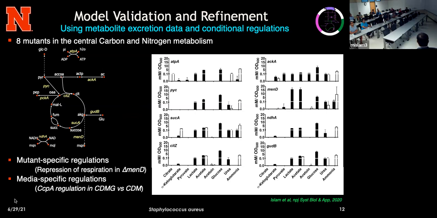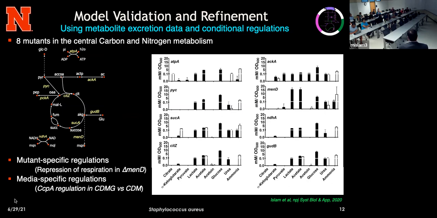To do that, I used condition-specific and mutant-specific regulations. For example, MenD is a mutant that simulates anaerobic growth profile, and it represses oxidative respiration. So in the MenD mutant, we suppress the respiration pathways and try to match the metabolite excretion rates observed from the experiment. For media-specific regulations, we know that when glucose is present in the growth medium, carbon catabolite repression is one of the major regulations that happens. So we impose that repression in our models to match the profile of the chemically defined medium with glucose.